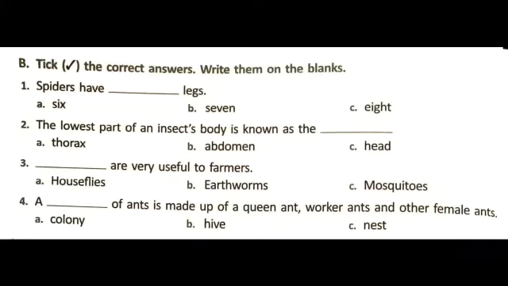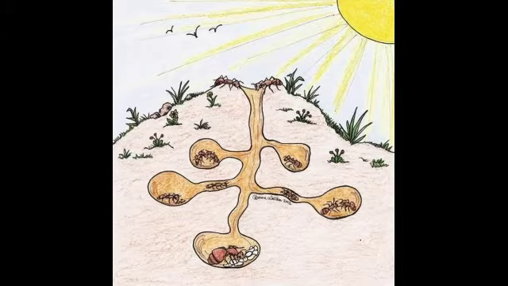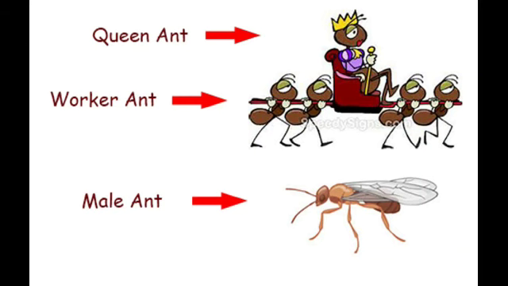The fourth one is a dash of ant is made up of queen ant, worker ants and other female ants. The options are colony, hive or nest. So Slaters, where do ants live? Correct, in a colony. So queen ants, worker ants and other female ants live in a colony too. Write the answer colony in the given blank.